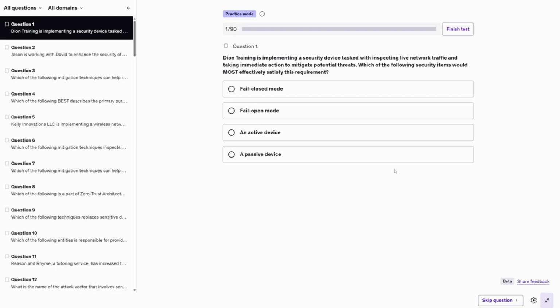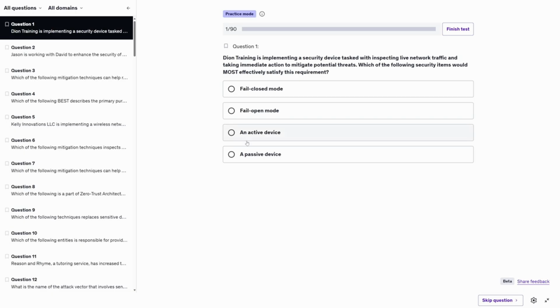All right, guys, so here we are inside of the CompTIA Security Plus 90-question practice exam. Let's go ahead and get started with question 1. Dion Training is implementing a security device tasked with inspecting live network traffic and taking immediate action to mitigate potential threats. Which of the following security items would most effectively satisfy this requirement?